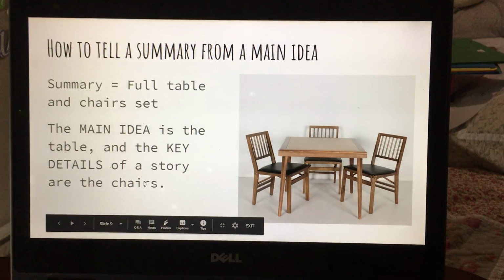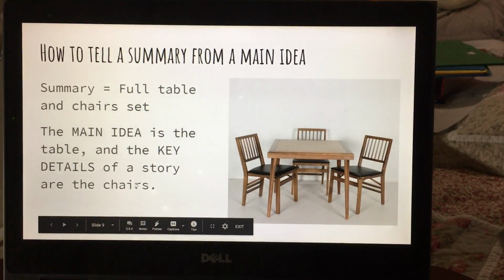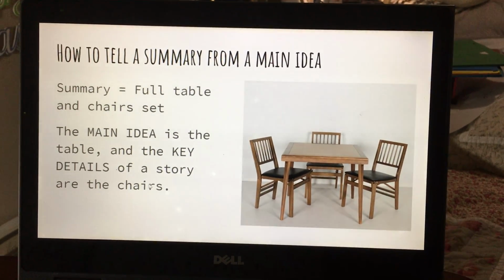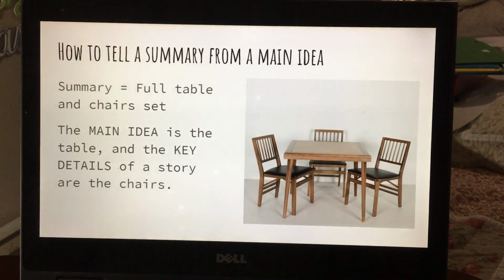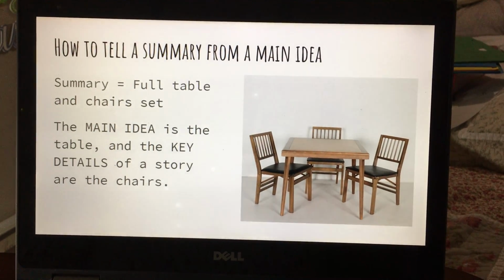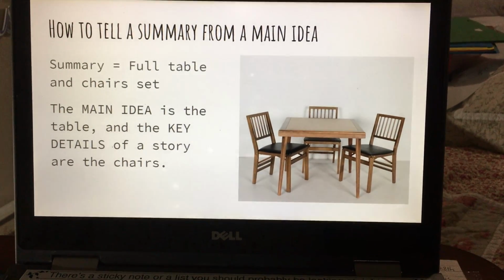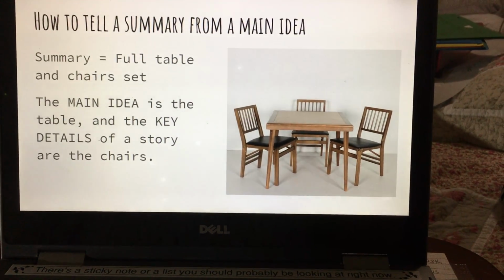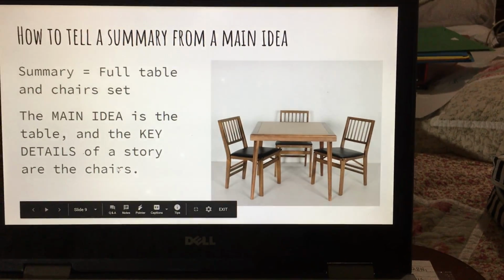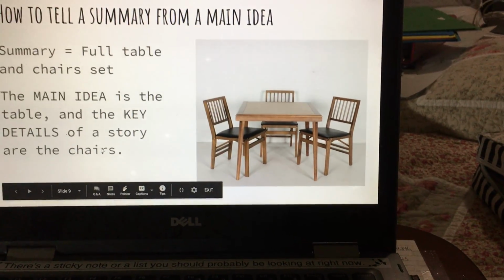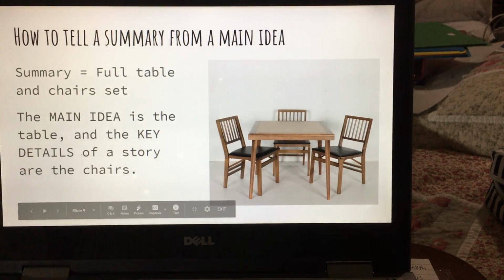And how to tell a summary from a main idea. Why I say that a summary is more like a table with chairs is that the table is the main idea, and the chairs around it are like the key details.